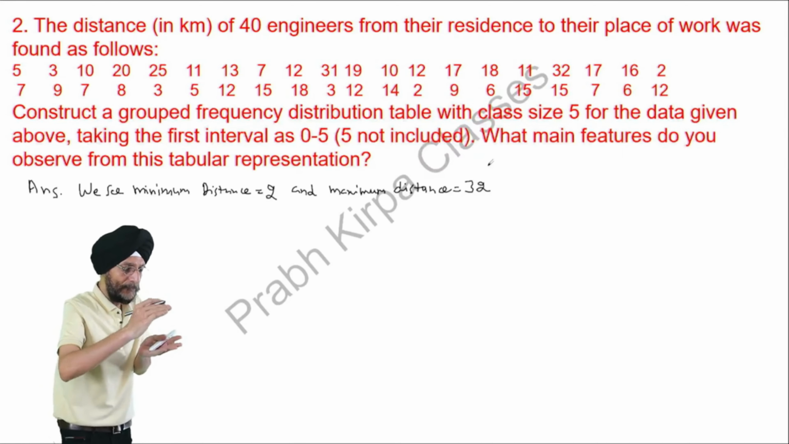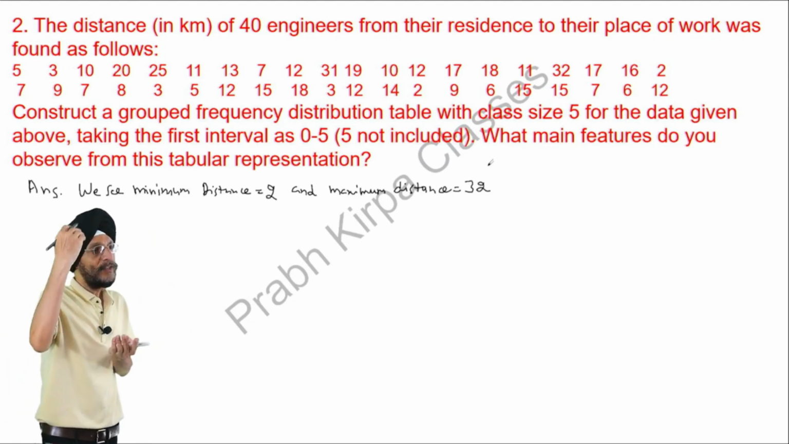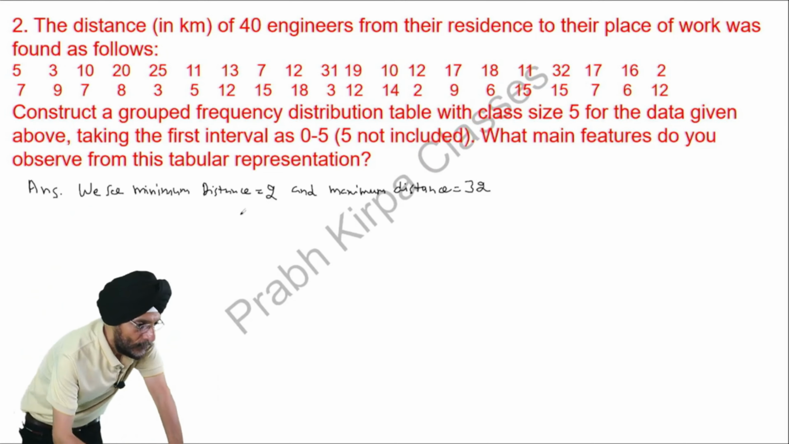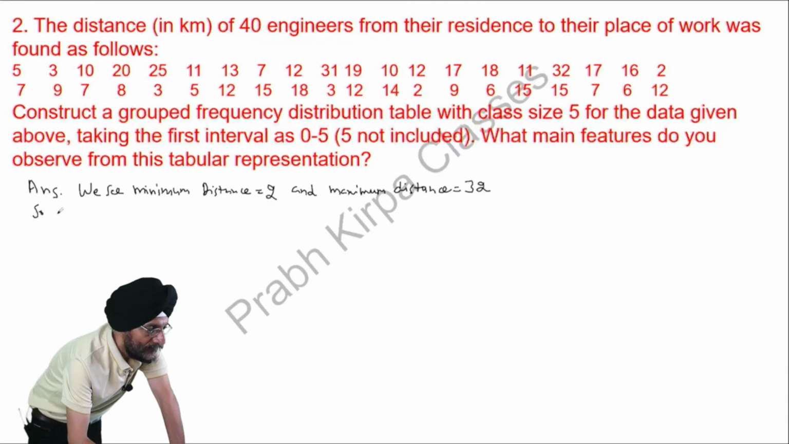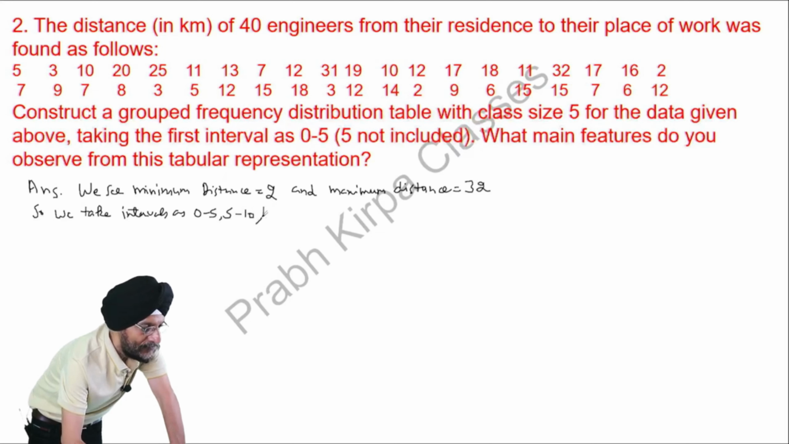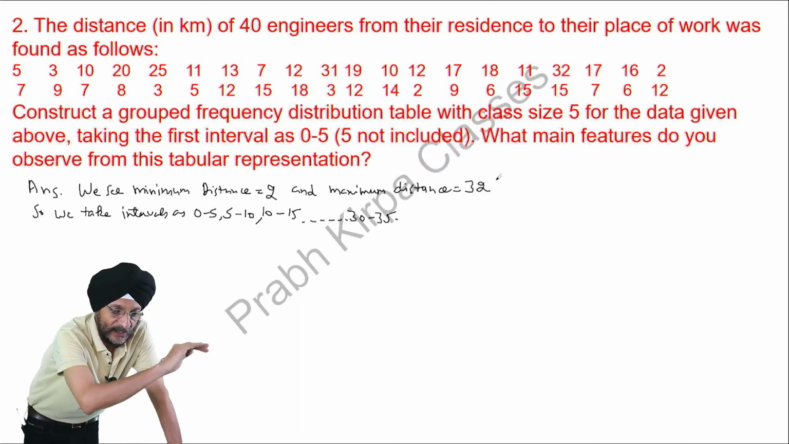So, now we will form the group frequency distribution table where 2 is covered and 32 is also covered. So, this is written that class size is 5 and the first class interval is 0 to 5. So, we take intervals as 0 to 5, 5 to 10, 10 to 15 and so on, and up to we will take 30 to 35 because we will also have to cover the distance of 32 in the distribution table.